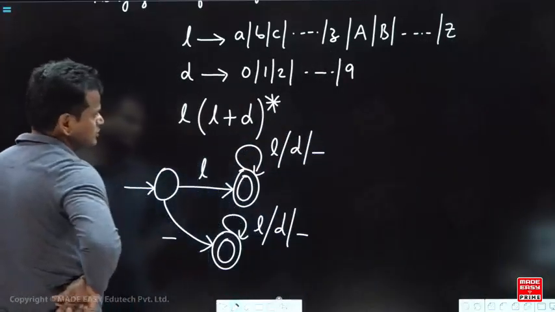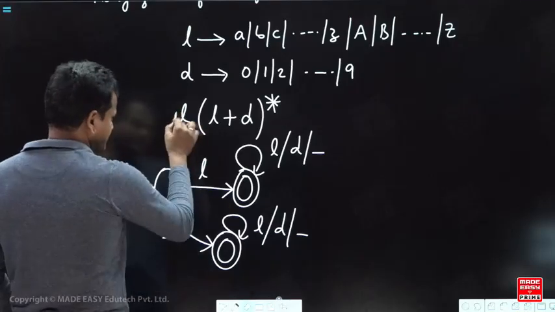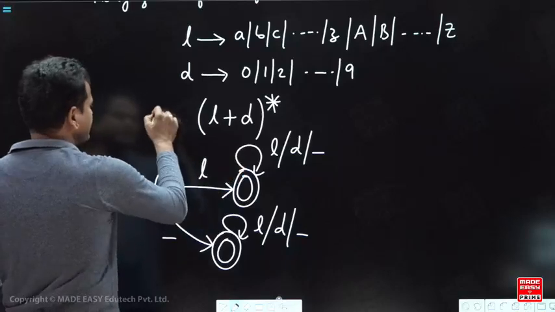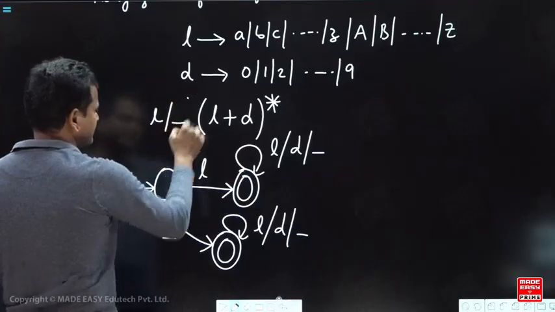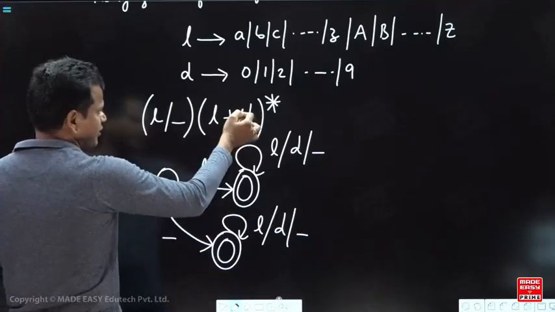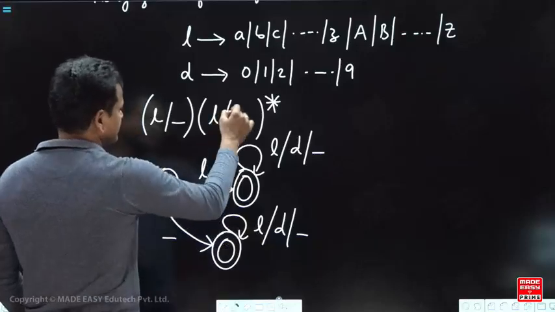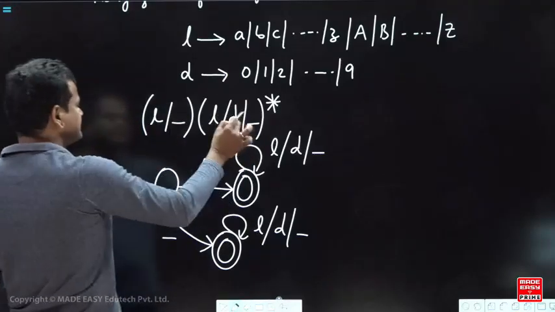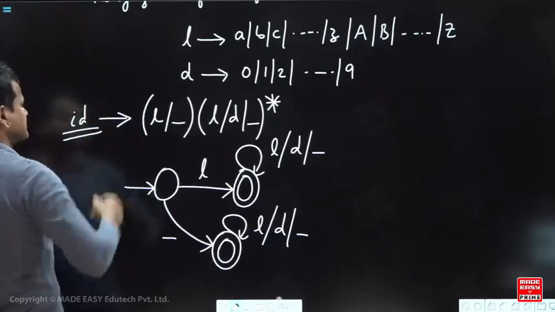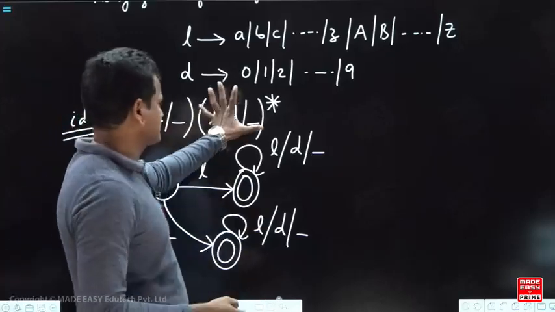Guys, do you understand? Any doubt? So the first symbol can be a letter, meaning an alphabet, or it can be underscore also. This is letter or underscore. Then followed by letter or digit or underscore. That is also arrayed here. This is the complete regular expression for identifier. This is the perfect expression. This is the final expression.